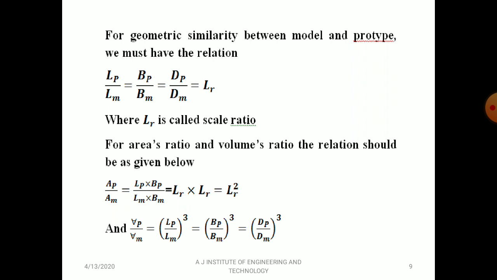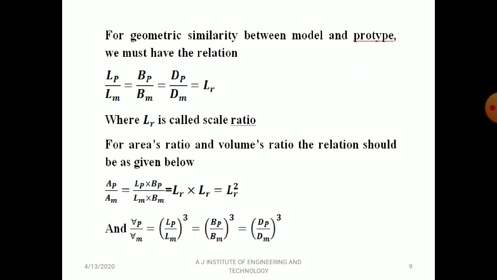So as we all know, LP divided by LM is LR to the power 3, and BP divided by BM is LR cube. DP by DM is again LR cube. So this is geometric similarity. This is with respect to shape and size, otherwise with respect to linear dimension like length, breadth and diameter. So area ratio as well as volume ratio can be considered using the length, breadth and diameter ratio or scale ratio.